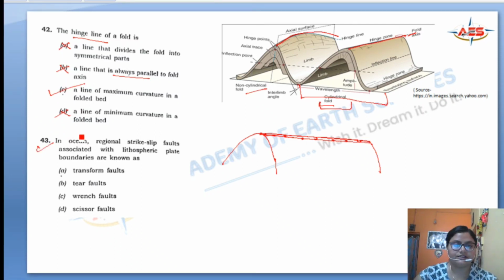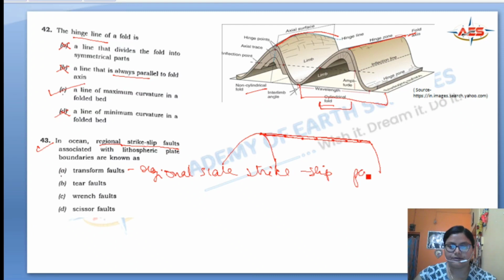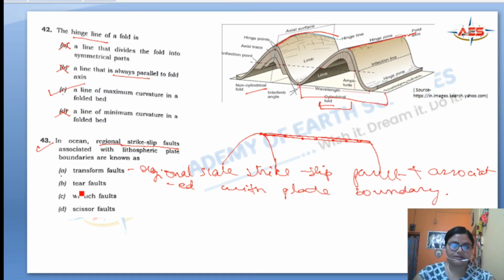Question 43. It is given that in oceans, regional strike-slip faults associated with lithospheric plate boundaries are known as transform fault, tear fault, ridge fault, Caesar fault. देखिए, in the case of a transform fault, it is a regional scale strike-slip fault, okay, and it is associated with plate boundaries.